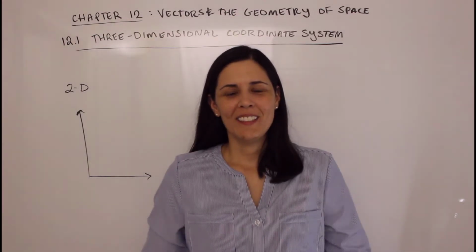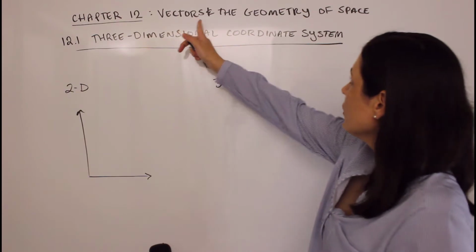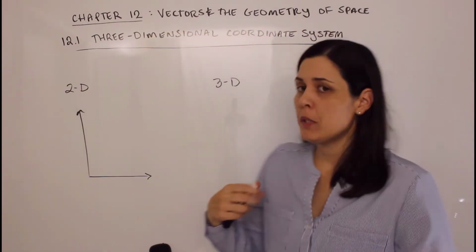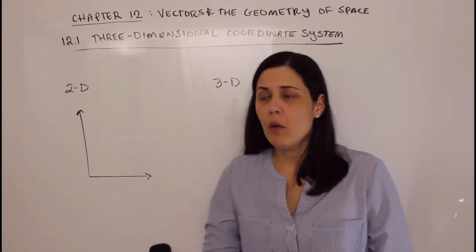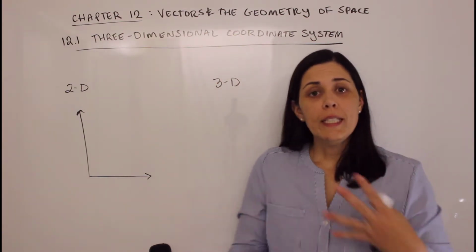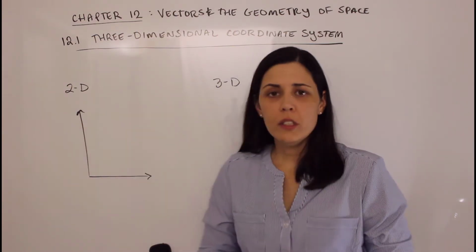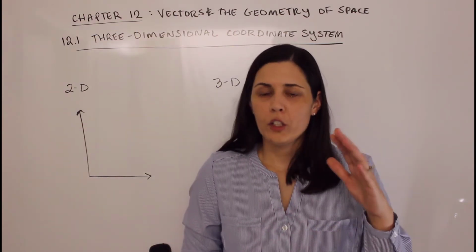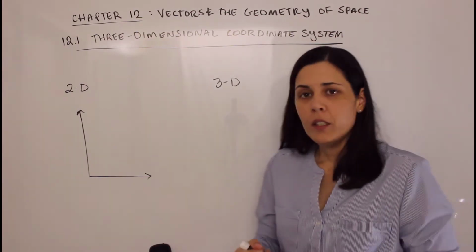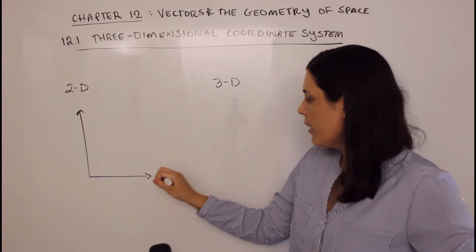Hi everyone! We're going to jump right into it and start talking about vectors and the geometry of space, but specifically we need to learn about the three-dimensional coordinate system. So the 3D coordinate system is going to build on what you already know about the two-dimensional system, but with just one extra dimension.